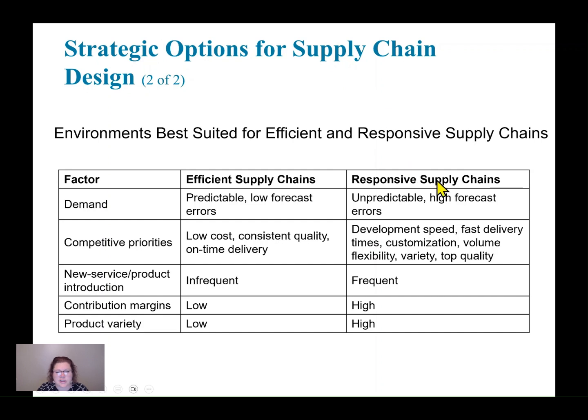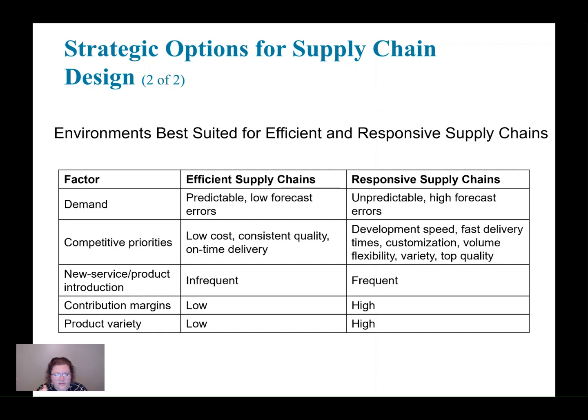Let's contrast that to responsive supply chains. Responsive supply chains, by definition, are trying to be responsive and agile to changing market conditions. They're designed for this agility. So you have fast delivery, more expensive options because you want it to be fast. So this is faster transportation.